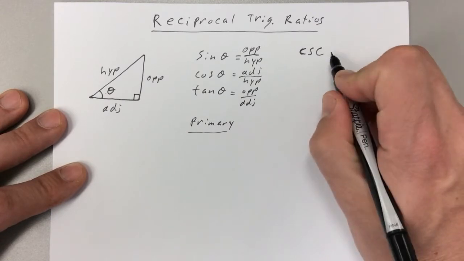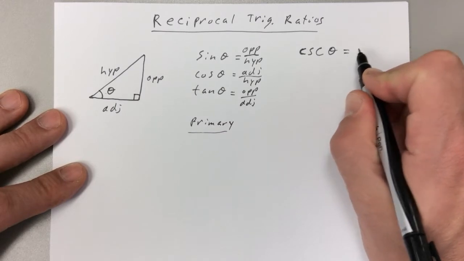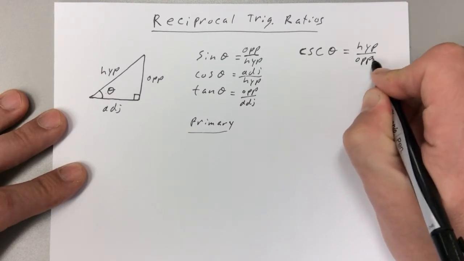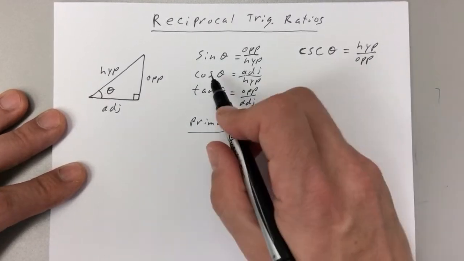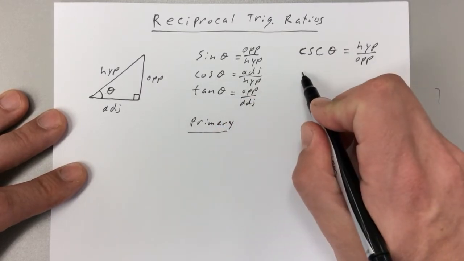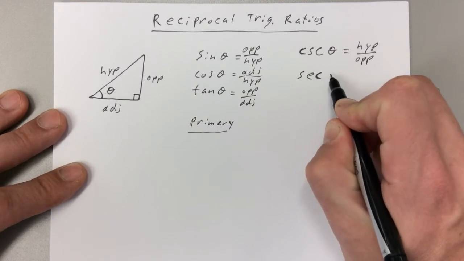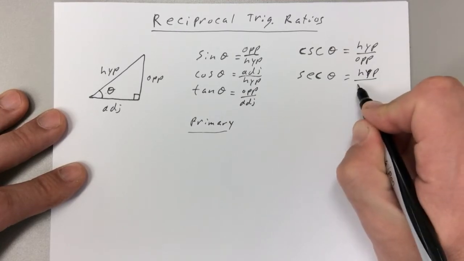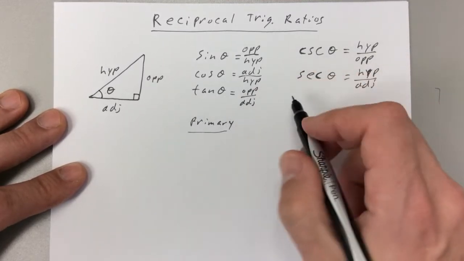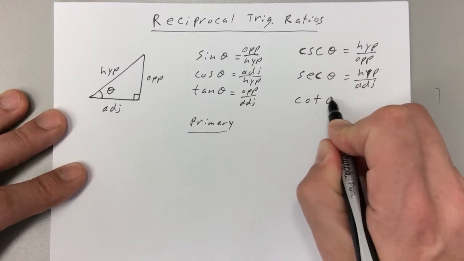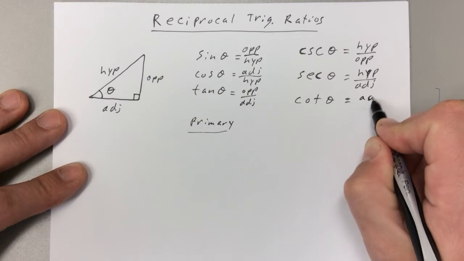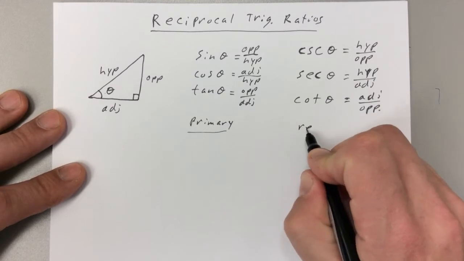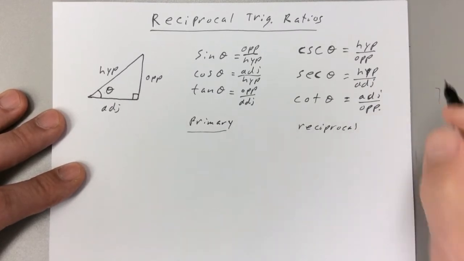So cosecant theta, which equals hypotenuse over opposite. And then the reciprocal of cosine theta we call secant theta, and we use SEC to represent that, which equals hypotenuse over adjacent. And the reciprocal of tan is cotan, which equals adjacent over opposite. Okay, so these are the reciprocal trig ratios.